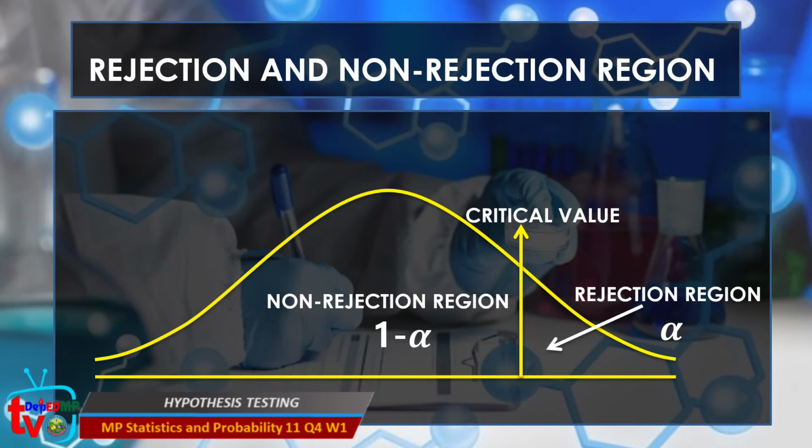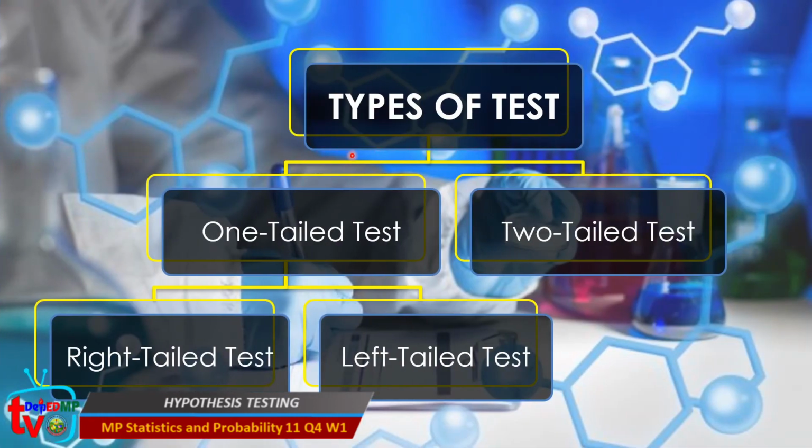To identify the rejection and non-rejection area, which will be our basis in accepting or rejecting the null hypothesis, we need to identify the nature of our hypothesis first. To identify the nature of our hypothesis, we have to consider the types of tests. We have two types of tests, the one-tailed test and two-tailed test. And under one-tailed test, we have the right-tailed test and the left-tailed test.